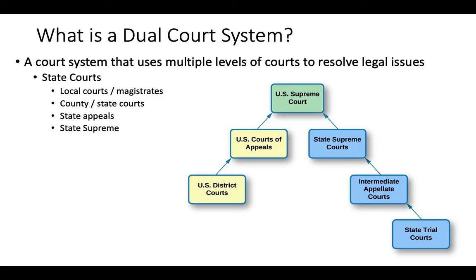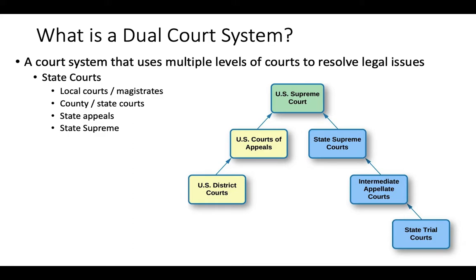The first are the blue courts, which are known as the state courts. These include local courts or magistrates that handle minor issues such as parking tickets or speeding violations or truancy from school. And then there is another level of courts known as county or state courts. These courts tend to handle the more serious offenses within a state and are set up to handle legal issues throughout the different regions of a state.